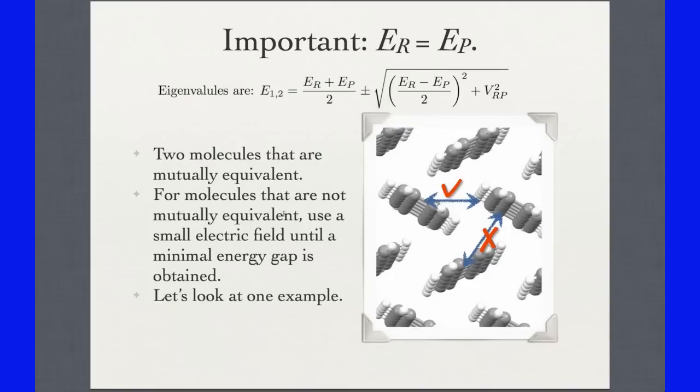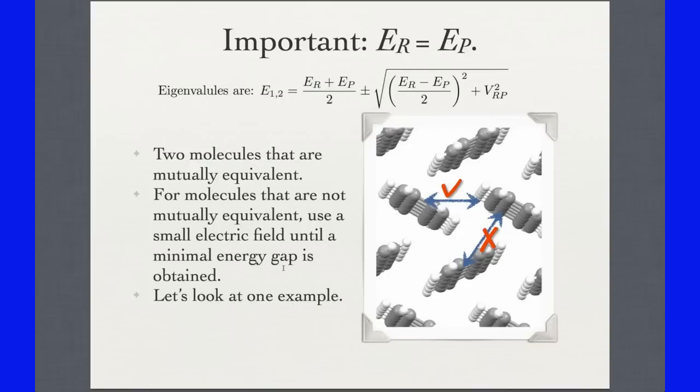For molecules, even if they are chemically identical, but they are not mutually equivalent, then this molecule is under a different interaction from the other molecule, and you don't have this condition. So I would suggest you to use a small electric field to tune the energy difference until a minimum energy gap is obtained. And when the minimum energy gap is obtained, you have this criterion satisfied.